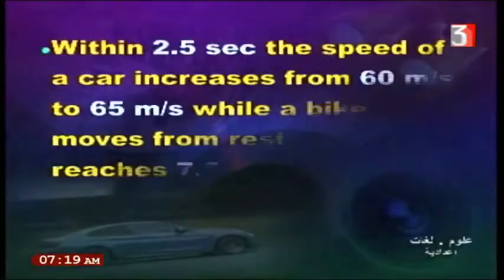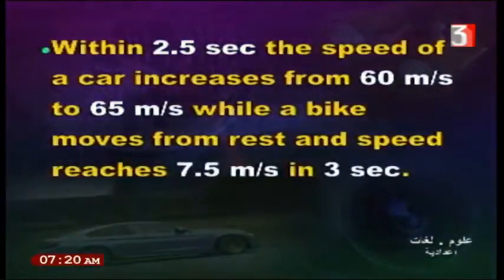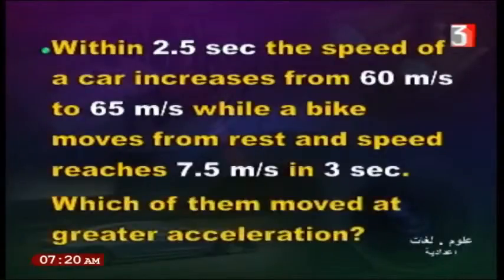Next one. Within 2.5 seconds, the speed of a car increased from 60 to 65 meters per second, while a bike moved from rest and its speed reached 7.5 meters per second in 3 seconds. Which of them moved at greater acceleration? Here we have 2 problems. We must calculate the acceleration of the car first, then the acceleration of the bike, to compare between them.